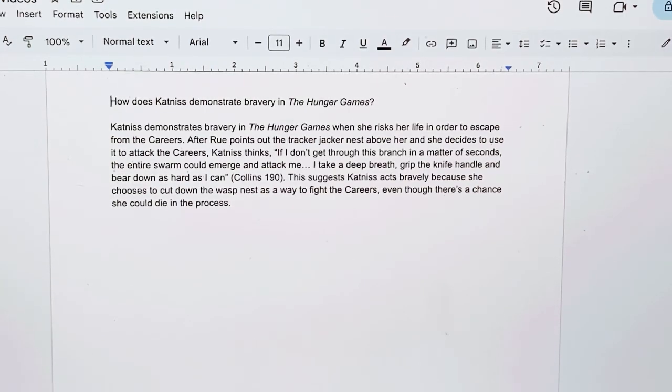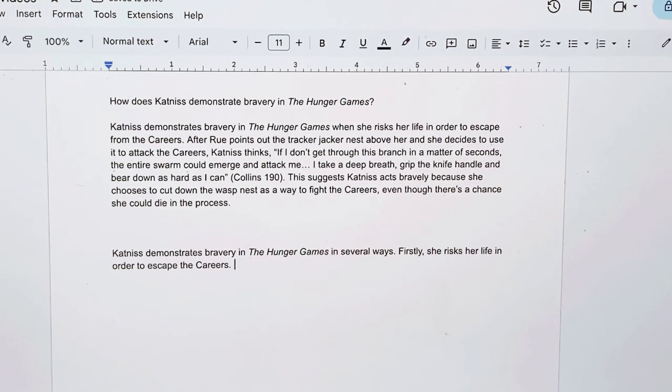So again, first, I want to answer the prompt with a more general topic sentence. So I could start with, Katniss demonstrates bravery in the Hunger Games in several ways. And now I'm going to introduce the first way that's related to the quotation sandwich. So I want to add a sentence starting with a transitional phrase into my first example, and I'm going to write something that connects the topic sentence to my quotation sandwich.